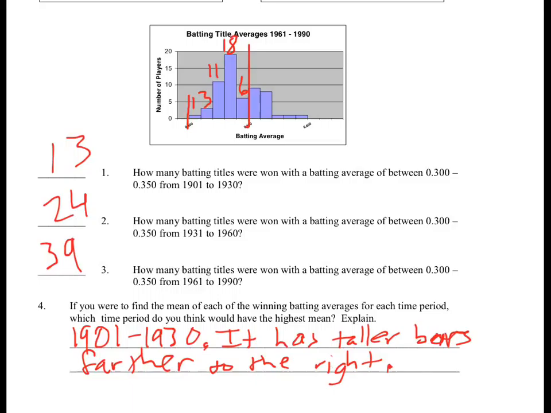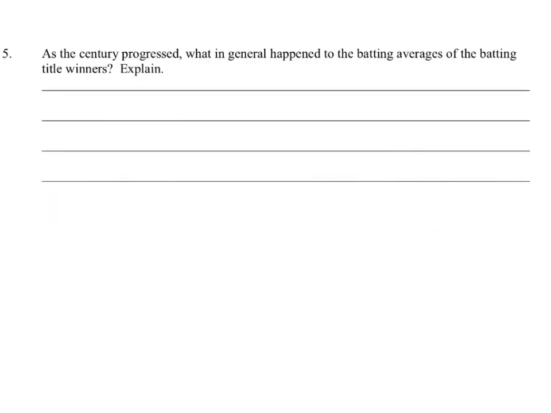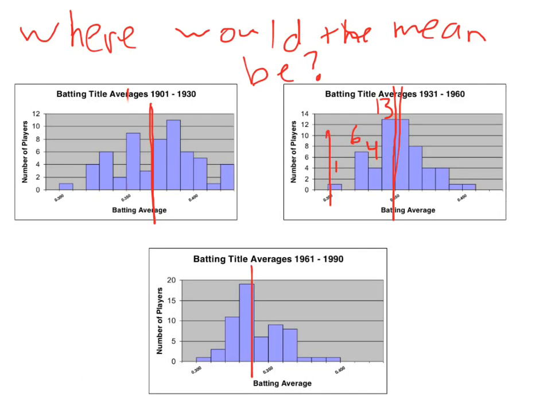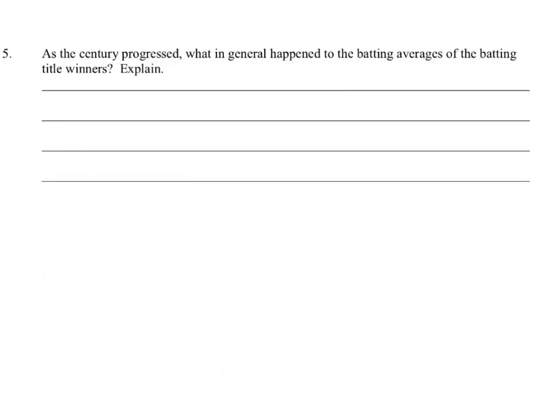This is kind of a quick explanation. You say some things about the graphs. And then this one, again, I'm just going to say it in words rather than write it all out for you, but you can write this down in sentences. As the century progressed, what in general happened to the batting averages of the batting title winners? Well, they went down. If you look at these graphs, this is the earliest, and then the next one, and then this is the most recent one. The means slowly go down, so that's what I write down. They would lower. We can visually see that the bars are becoming less tall on the upper end and more tall in the middle and towards the left end of the graph. That's what you write down for your answer, and provide an explanation.